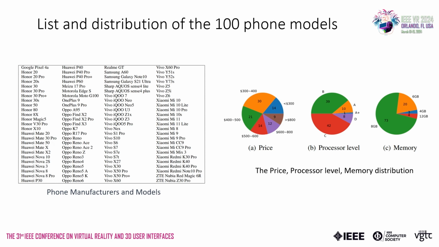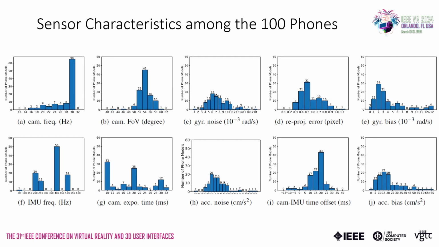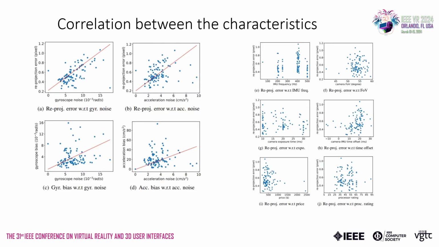We propose a visual inertial dataset covering 100 different phone models to fill this gap, considering the distribution of price, processor performance, and memory. We select 10 sensor metrics that are closely related to VI-SLAM to analyze the sensor characteristics of the 100 phone models. The sensor characteristics among these 100 phone models vary greatly, posing unprecedented challenges for VI-SLAM methods. Intuitively, high-end phones have better image and IMU quality than low-end phones in all aspects.